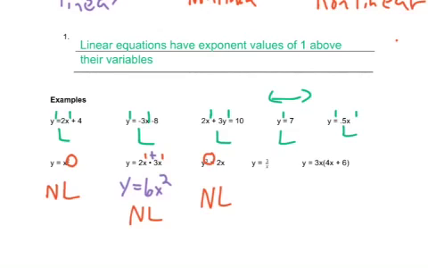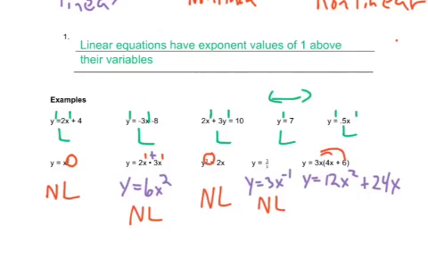Okay, this one I can rewrite to kind of show you what's happening here. This is y equals 3 times x to the negative first power, which is not a 1, so that's nonlinear. And then finally, here we have some distribution. Let's see if we can do our algebra together. This is going to be rewritten as y equals 3x times 4x, which is actually 12x squared, plus 3x times 6, 24x. So what do you think, linear or nonlinear?